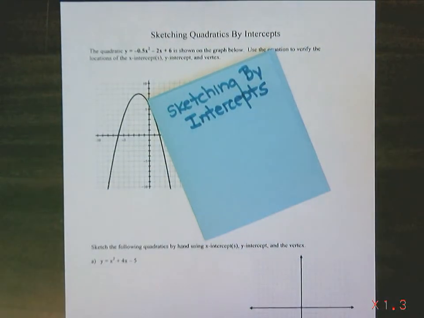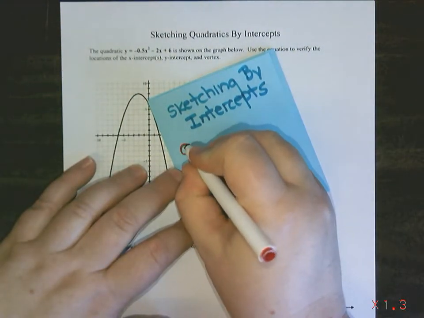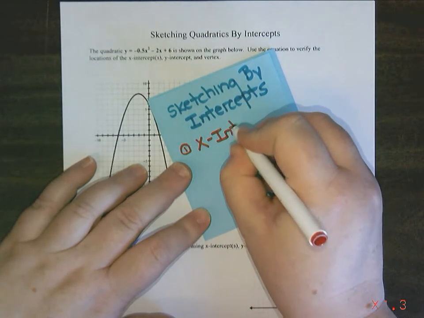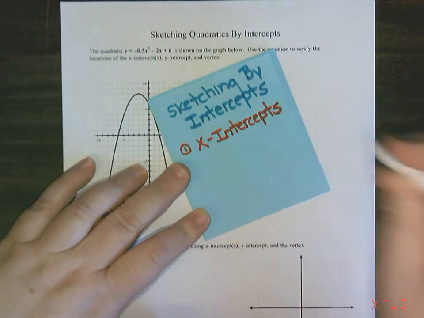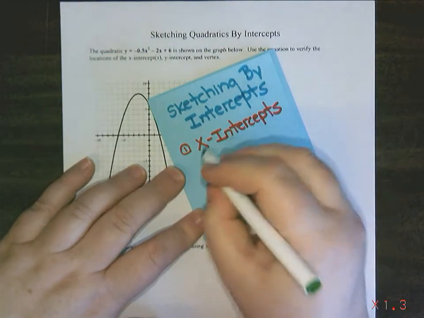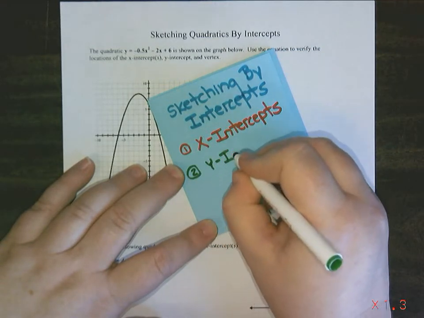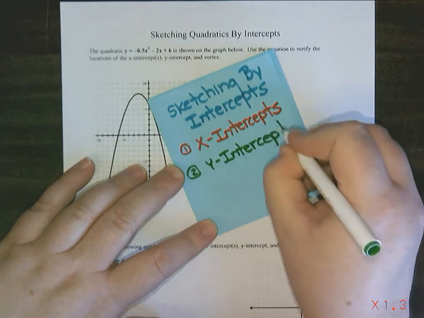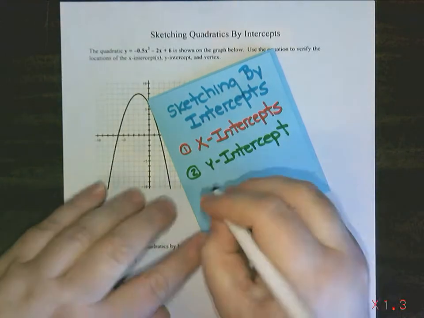and then I'm going to list the three things that we use to sketch by intercepts. The first one is x-intercepts. The second one is y-intercept. And the last thing we need to make our graph is the vertex.